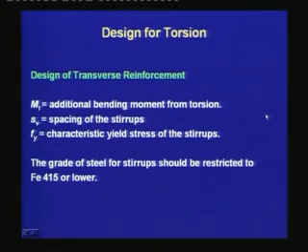Mt is the additional bending moment from torsion, whose expression we had seen during mode 1 failure. Sv is the spacing of the stirrups. Fy is the characteristic yield stress of the stirrups. The grade of steel for stirrups should be restricted to Fe 415 or lower to have adequate ductility in the stirrups. Thus, we have found one expression of the transverse reinforcement, which is in terms of the equivalent moment due to torsion, and this is derived from the skew bending theory.